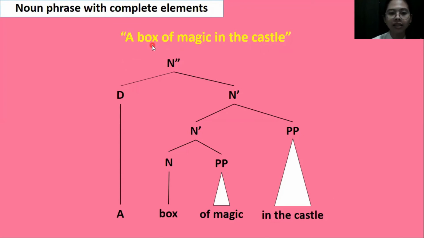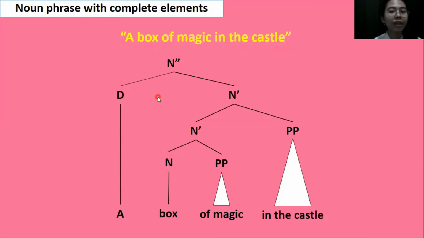Box is the head of the phrase. "A" performs as determiner. The words "of magic" are the complement and it is a post-modifier. And "in the castle" is the adjunct and it is a post-modifier as well. So a complete noun phrase that has all elements will have a tree diagram like this illustration.